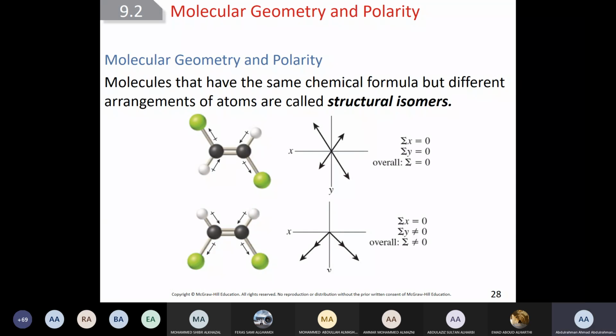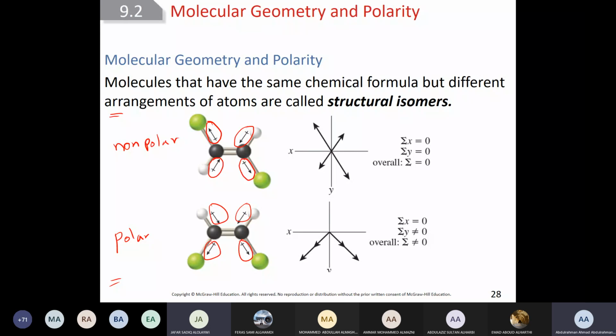Very good. This molecule, the one at the top, is it polar or non-polar? It's non-polar. Why? Because this force cancels this force, and this force cancels this force, and that's why it's non-polar. How about the one at the bottom? It is polar. Why? Because they didn't cancel each other.